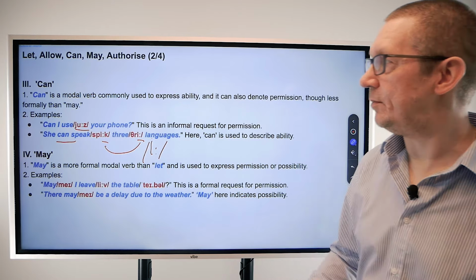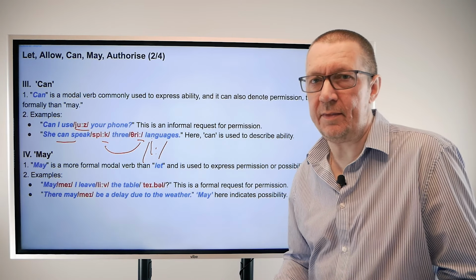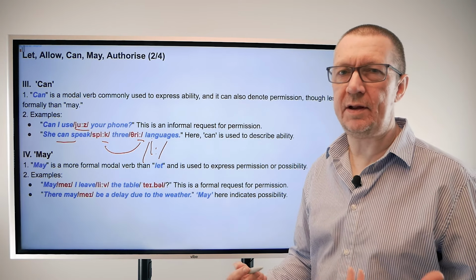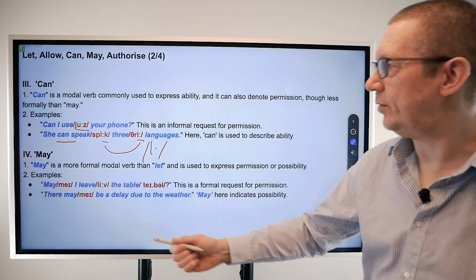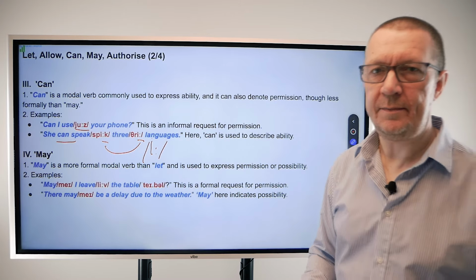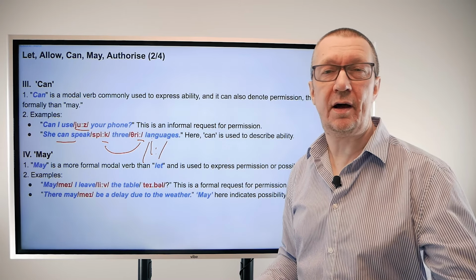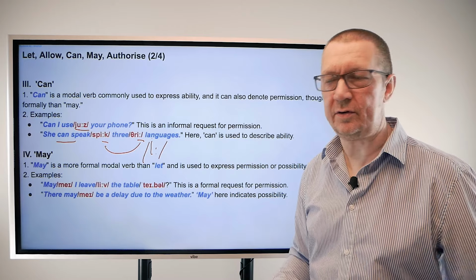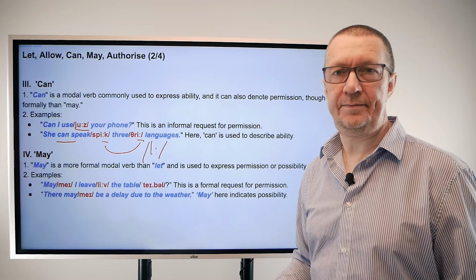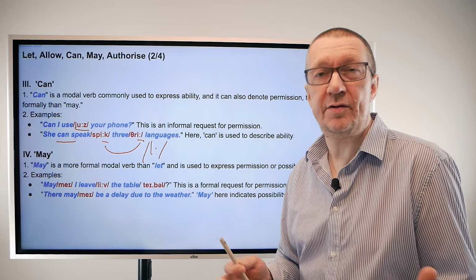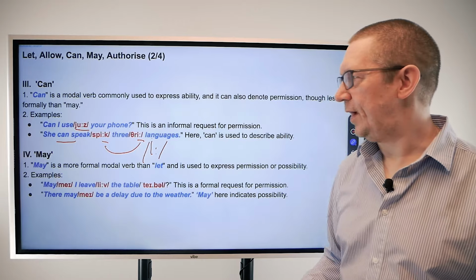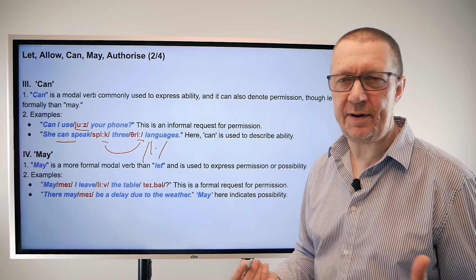So when you say, for example, can I use your phone to friends and family, with may, it's going to be a little more formal. So you will say, for example, may I leave the table? In a situation where you're either with clients and in a restaurant, or you're with friends and family that you don't see often. This is a bit more polite and it's a bit nicer.